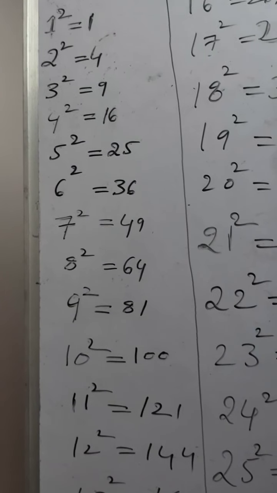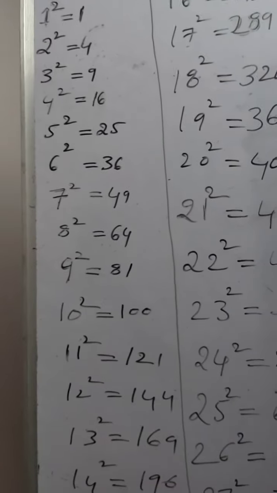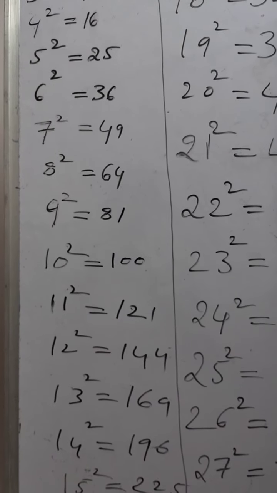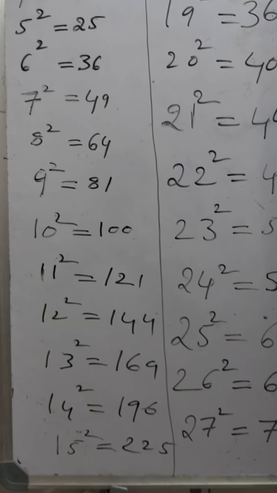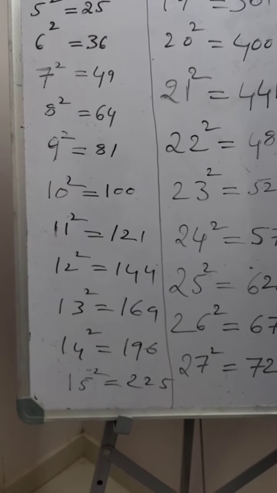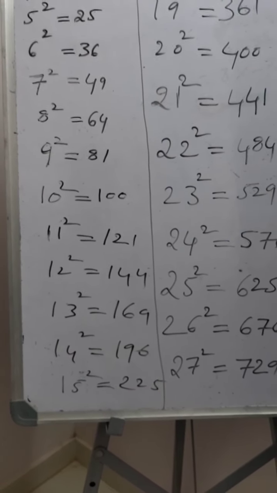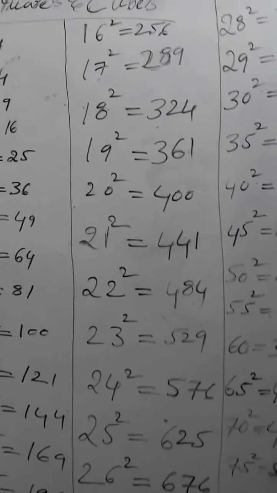10 square is equal to 100, 10 into 10, 100. 11 square is equal to 121. 12 square, 144, 12 into 12, 144. 13 square is equal to 169. 14 square is equal to 196, 14 into 14, 196. 15 square is equal to 225.